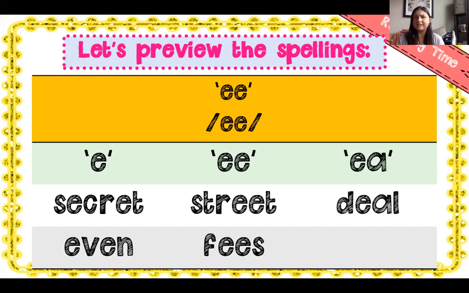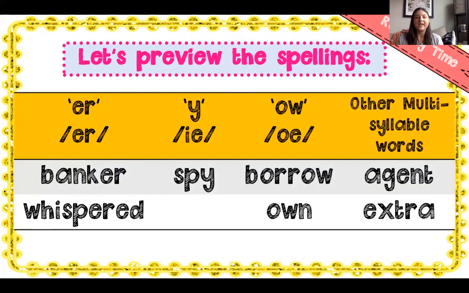All right, let's look at some of the spellings we're going to see today. We're going to see different sounds for the E. Secret, even, street, fees, deal. In all of these words, I heard my E sound. All right, now we're going to have some more spellings. Banker, whispered.